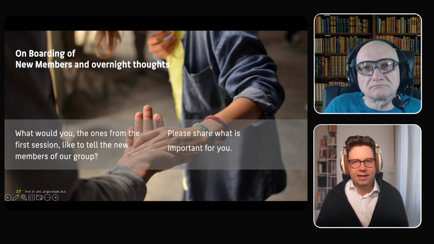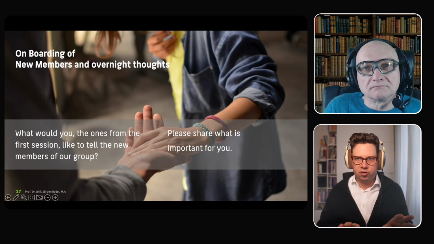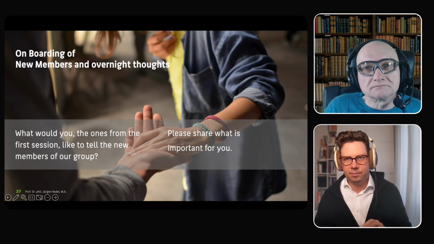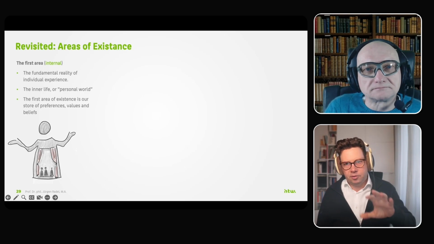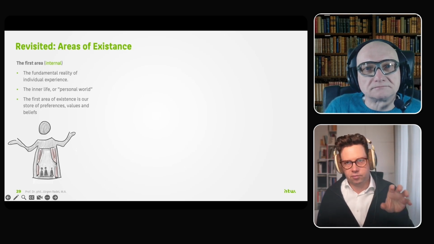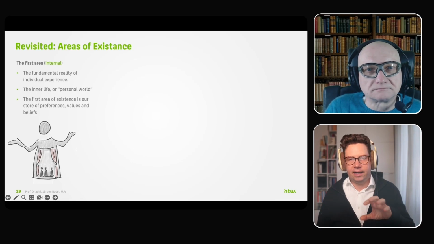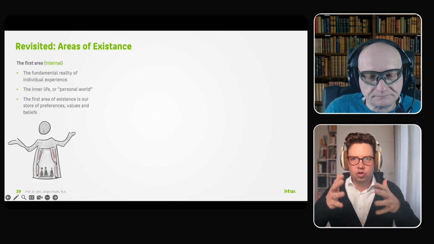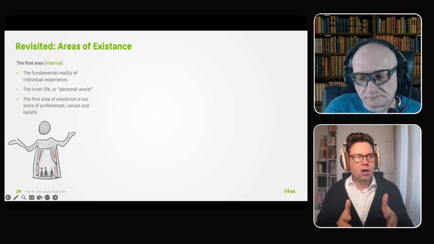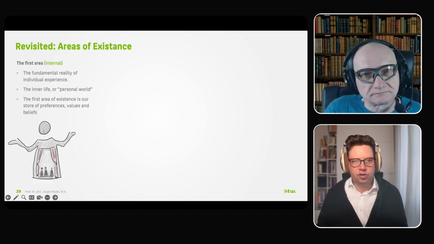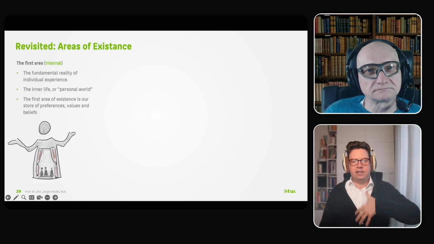Let's take a look at the next slide that we sometimes show. I would say it's an optional slide. It's an interesting slide, but it's very full, very loaded. We have shown this before, that's why it says revisited. It's basically areas of existence that we can zoom onto, and we specifically zoom onto the last two of the three very much. The first one is the fundamental reality of individual experience.